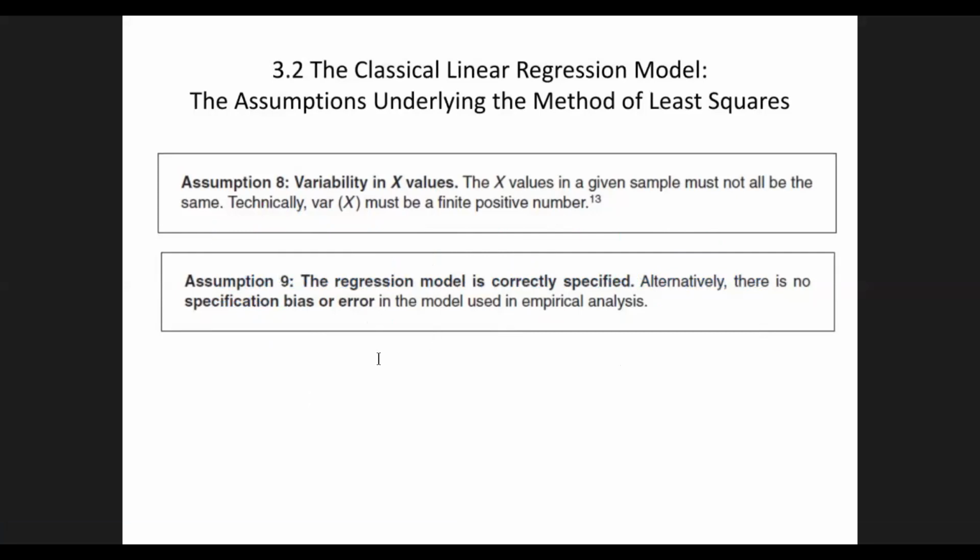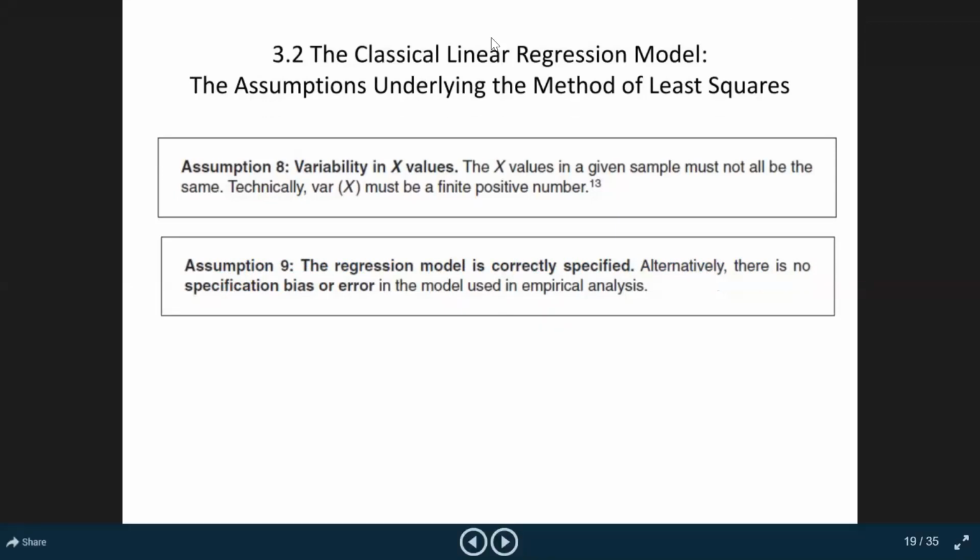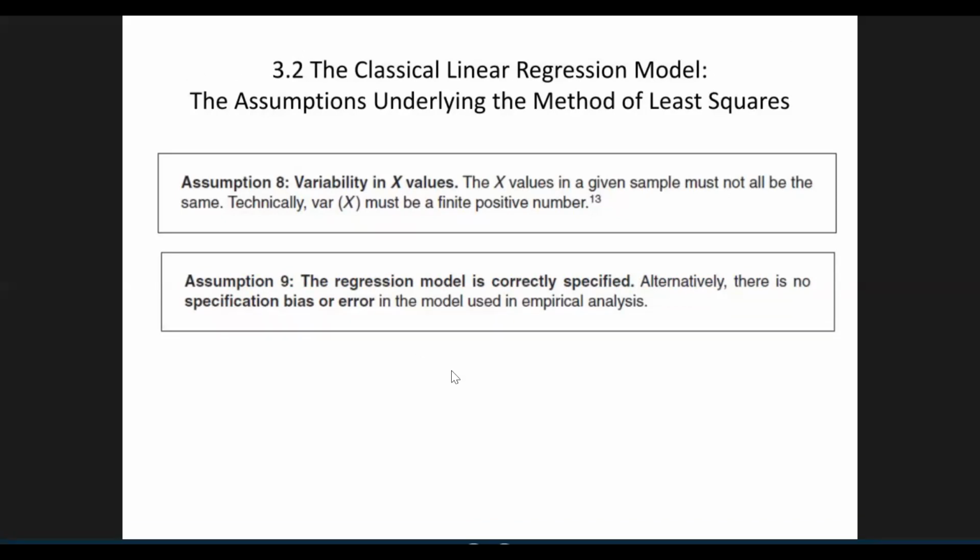Just remember that in specification bias, there may be an error in functional form. We may include an irrelevant variable in the model, or we may drop an important variable from the model. There may be other specification biases, which will be discussed in detail in the coming chapter. So this is assumption number 9, that there will be no specification bias in the model.